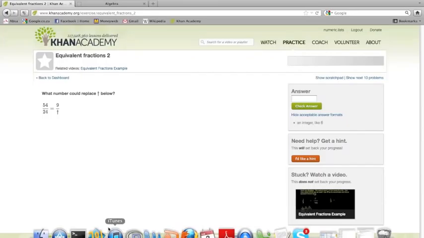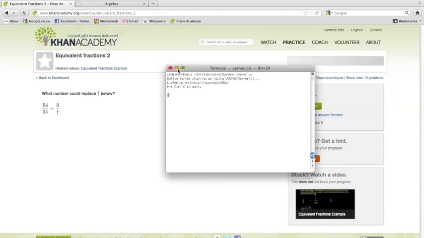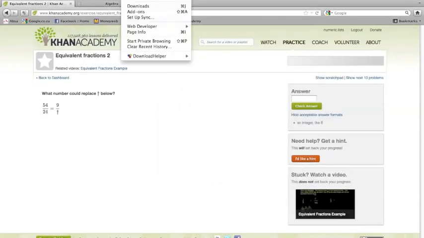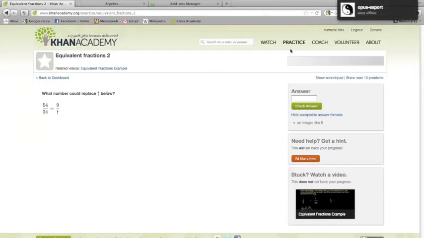So what we have set up is a server that runs locally in the computer lab, and it basically serves the videos locally. And then what we have is an extension in Firefox, and it's called Local Khan Academy.